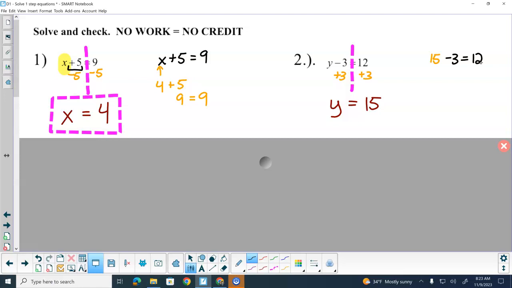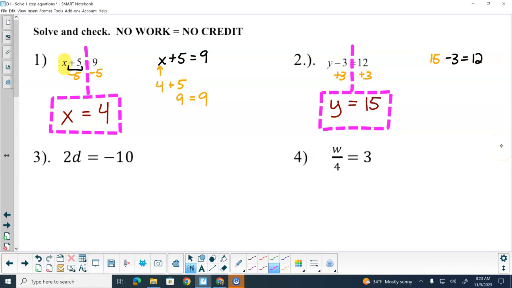15 minus 3 is 12. Is that equal to 12? Yes. So what's our last step we need to do? We need to circle our answer because we're proud of our work. All right? Let's hit the video.